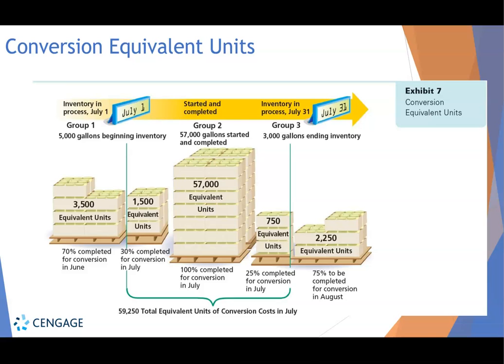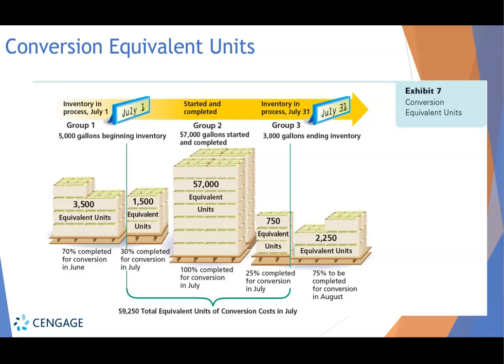The 57,000 gallons started and completed in July, that Group 2, are 100% complete as to conversion costs. So the equivalent units of conversion costs for the gallons started and completed in July are going to be 57,000. 57,000 gallons at 100%.